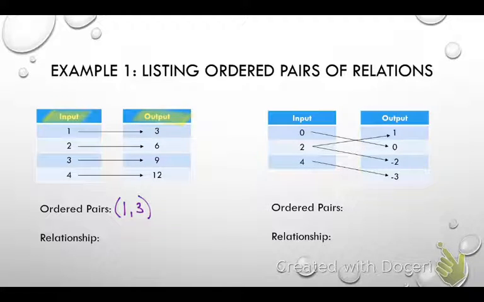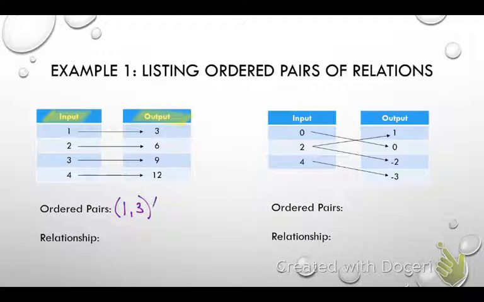Okay? So the arrow tells me which output value 1 is matched up with. All right, it's not always going to be that straightforward. We'll see how it kind of jumbles up a little bit on some of these. But for this one, it's pretty straightforward.